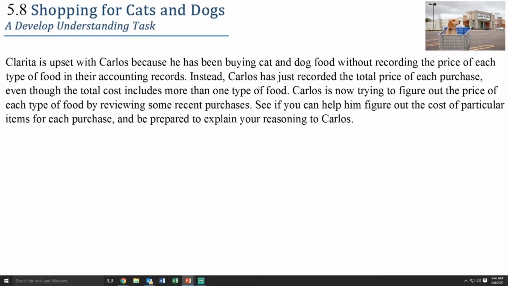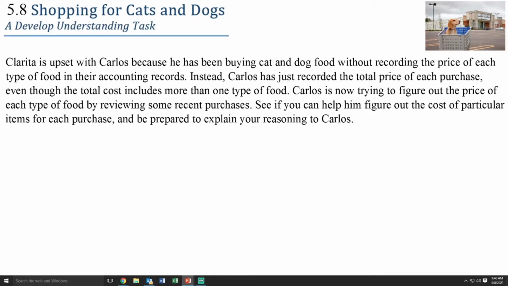So this is 5.8, shopping for cats and dogs, and this is a develop understanding task. Clarita is upset with Carlos because he has been buying cat and dog food without recording the price of each type of food in their accounting records.